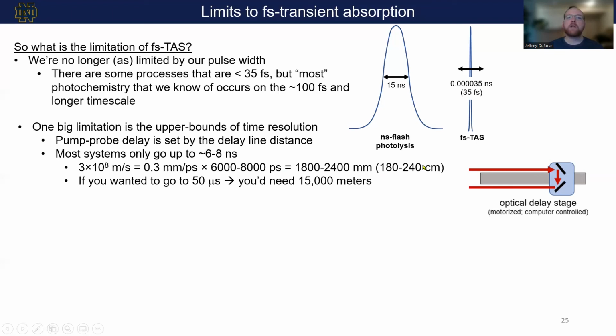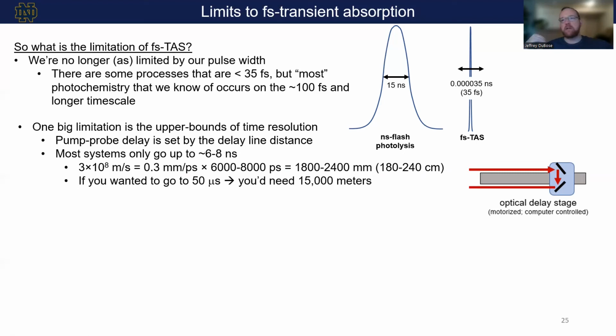But right, let's imagine if we wanted to go, in this case, out to 50 microseconds. You need basically a 15,000 meter long distance to actually build in that extra many, many microsecond time delay. If you're doing that physically, you would need just an insanely long optical delay rail. And at a certain point, that just becomes untenable.